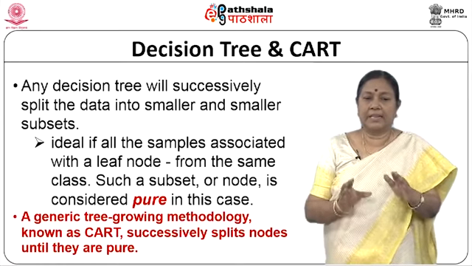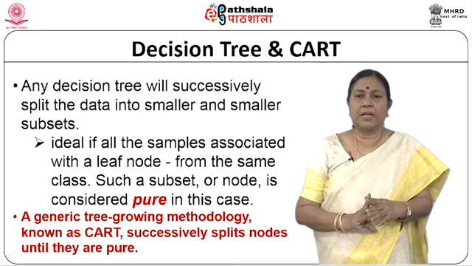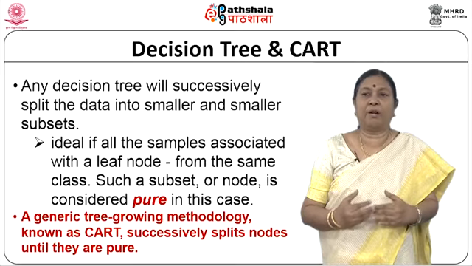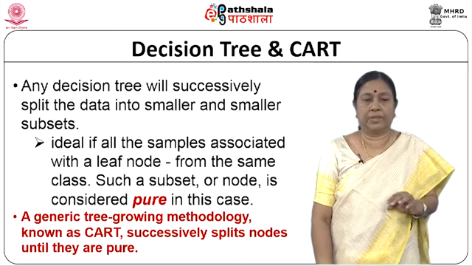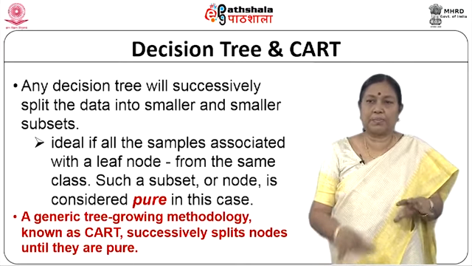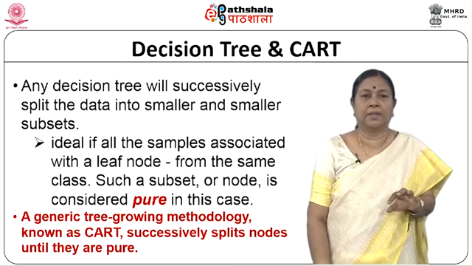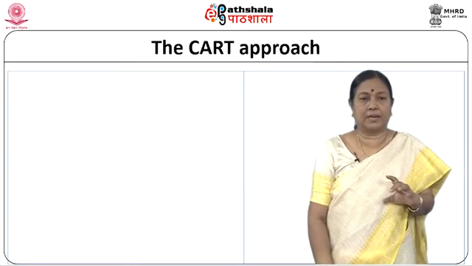Now, a generic tree growing methodology known as CART successively splits nodes until they are pure. So, basically a CART is a method of obtaining pure nodes in a decision tree. Okay, it is a tree growing methodology which successively splits the nodes again and again until you reach the pure subset. Okay. So, the CART approach is as follows. What do we do in this CART approach?